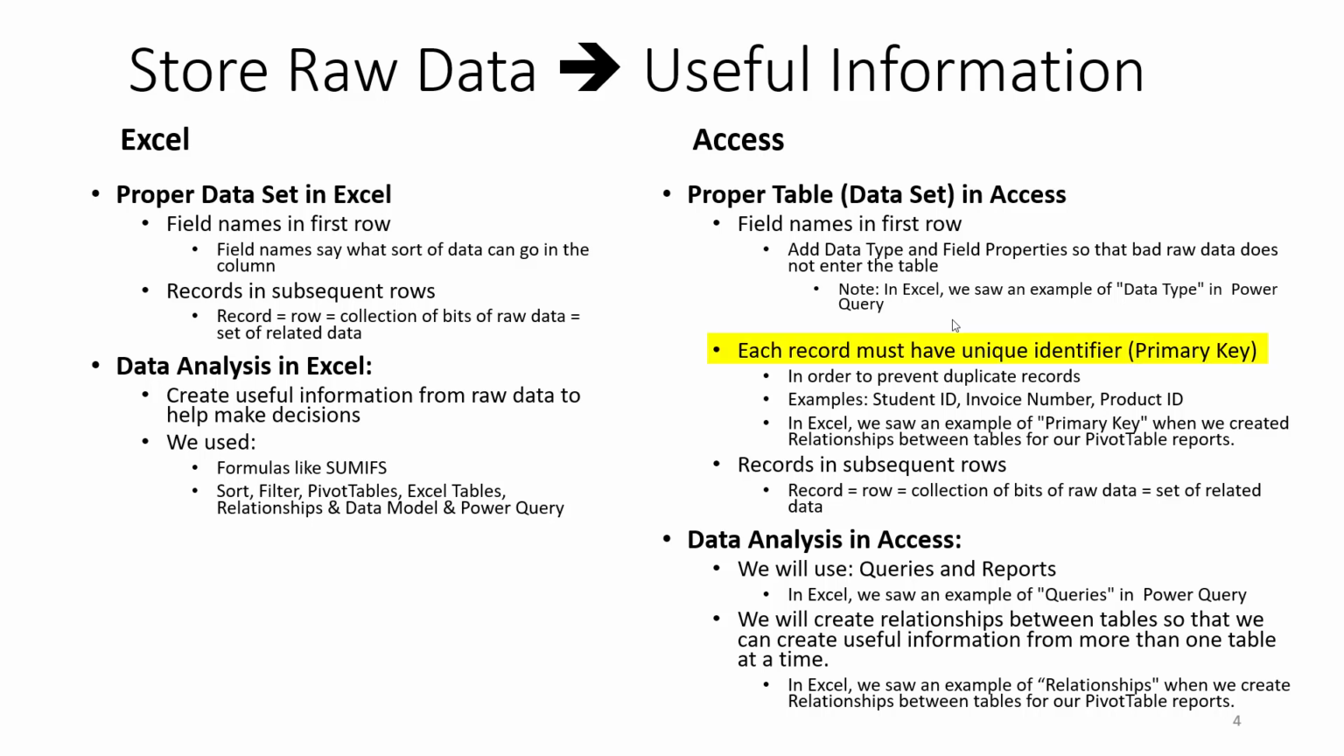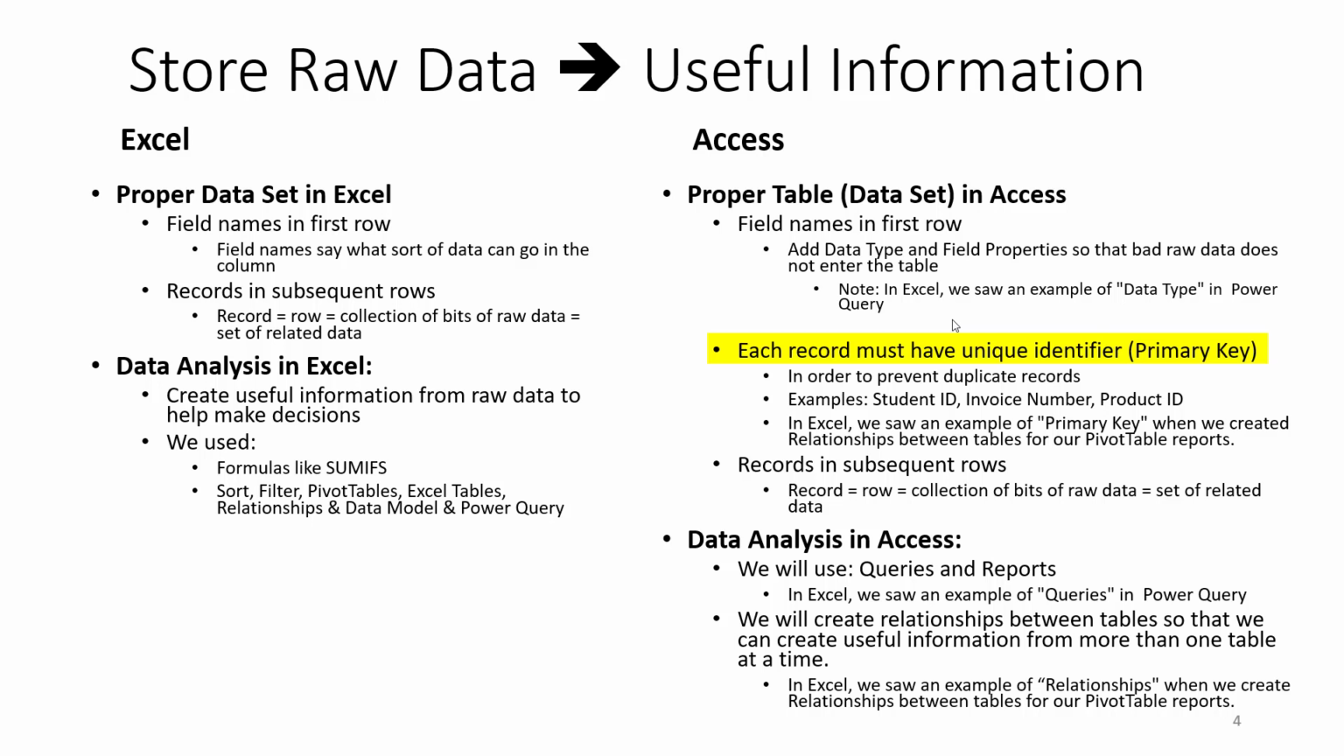In Access also, each record must have a unique identifier, which is the primary key. And this helps to prevent duplicate records. And just like its name, it's unique. So for every record, it has to have a unique identifier.